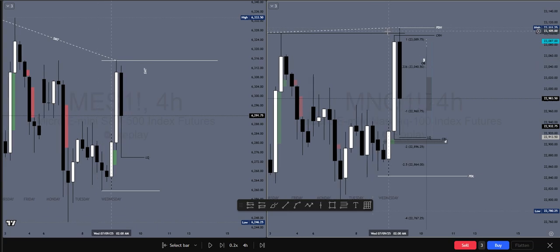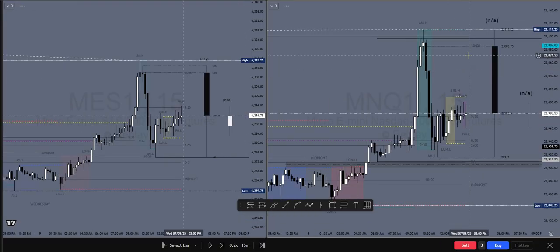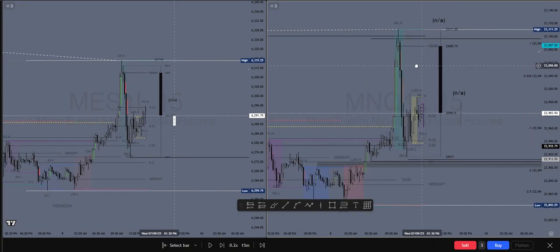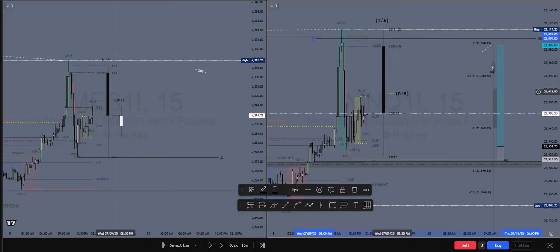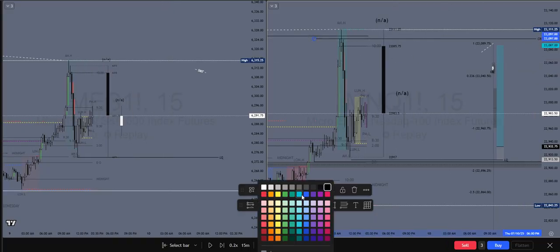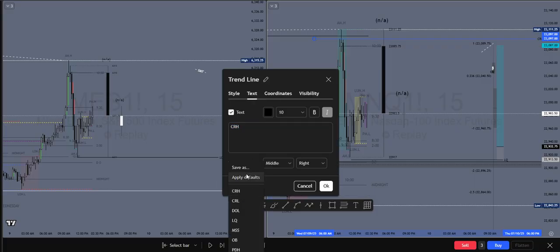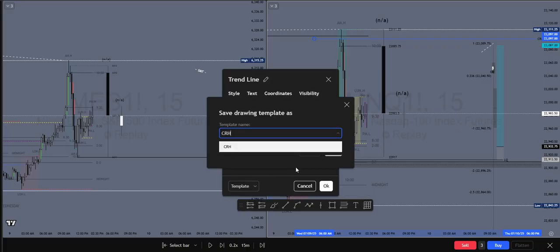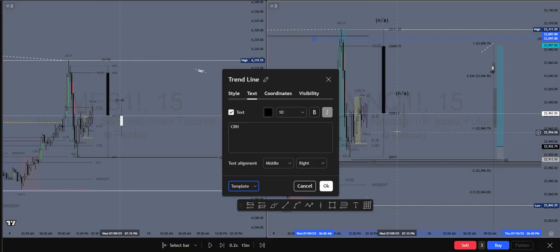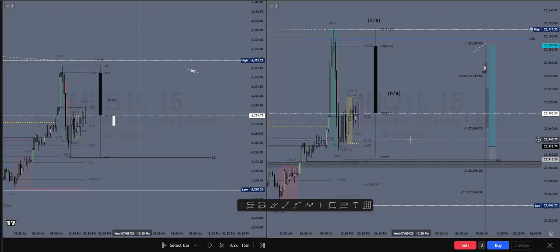As we swept this, creating our turtle soup, I would then scale down onto the 15-minute using your time frame alignment, for those of you that know that. I need to change the color on this. One moment while I fix this.